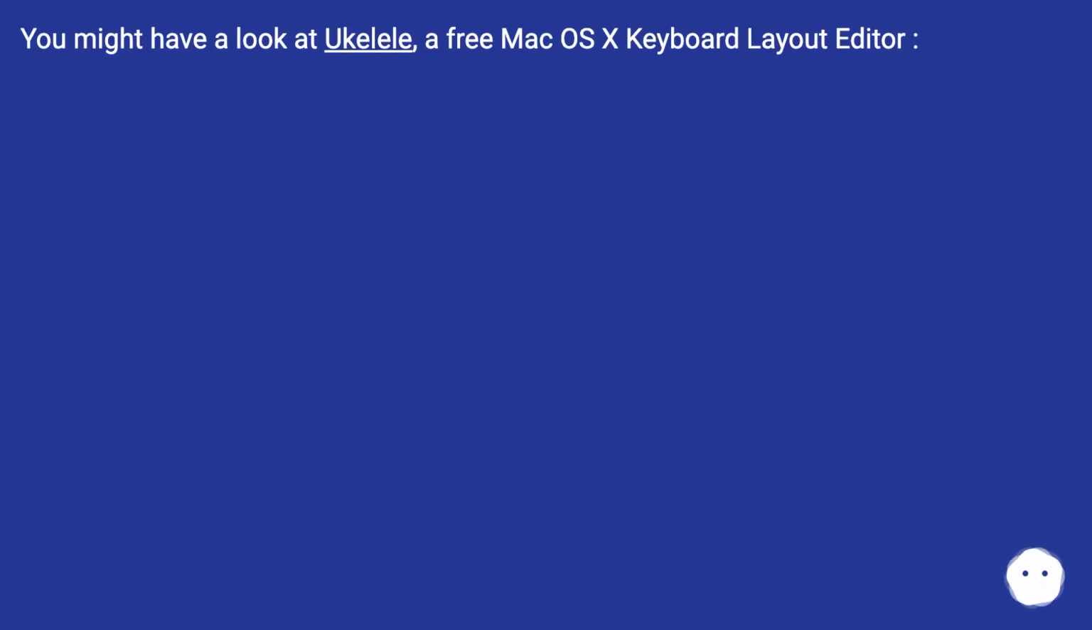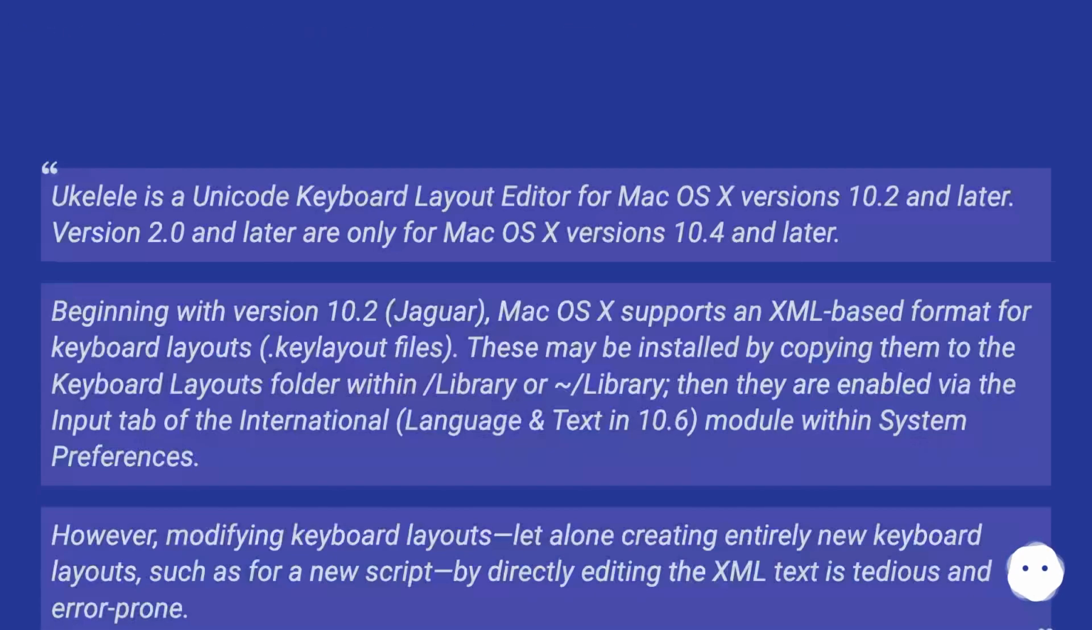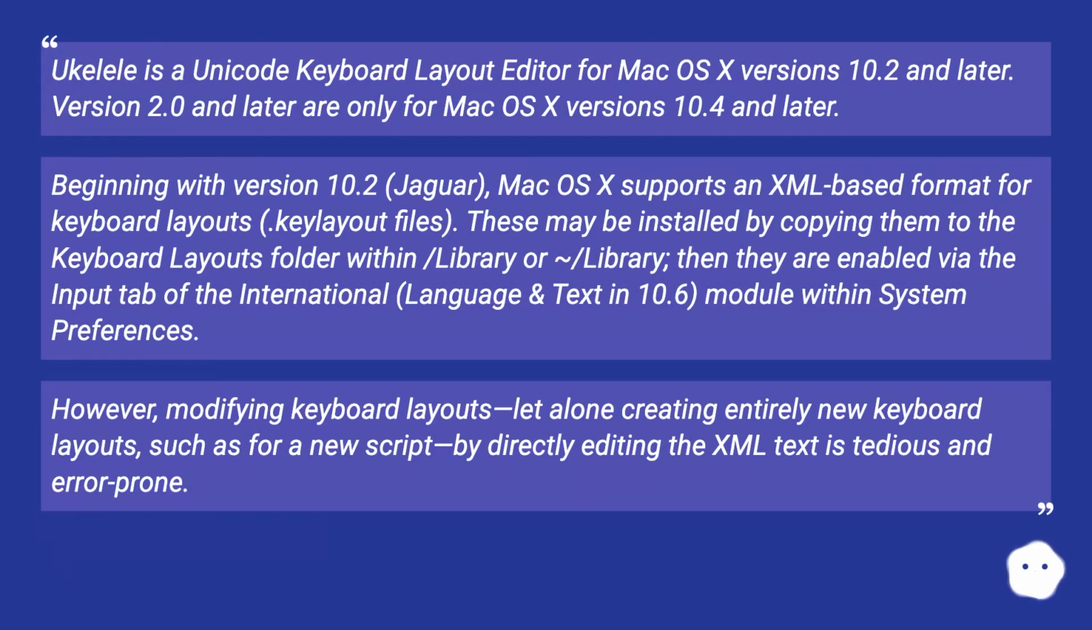You might have a look at Ukulele, a free Mac OS X keyboard layout editor. Ukulele is a Unicode keyboard layout editor for Mac OS X versions 10.2 and later. Version 2.0 and later are only for Mac OS X versions 10.4 and later. Beginning with version 10.2, Jaguar, Mac OS X supports an XML-based format for keyboard layouts, .keylayout files. These may be installed by copying them to the Keyboard Layouts folder within Library or ~/Library, then they are enabled via the Input tab of the International, Language and Text in 10.6, module within System Preferences.